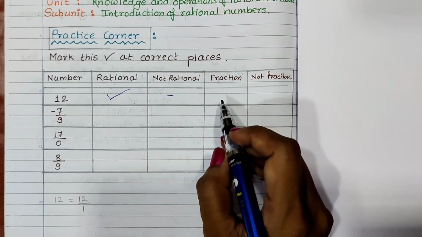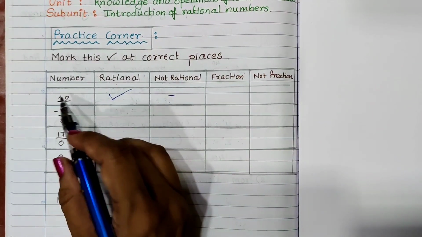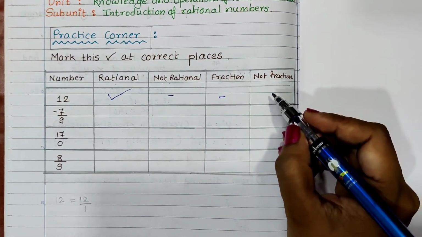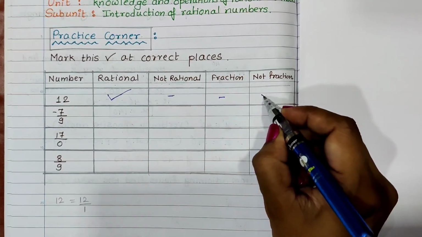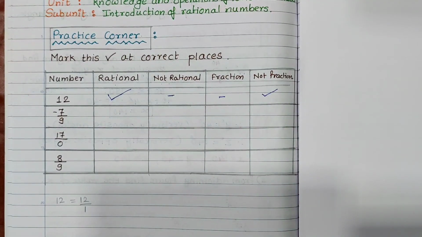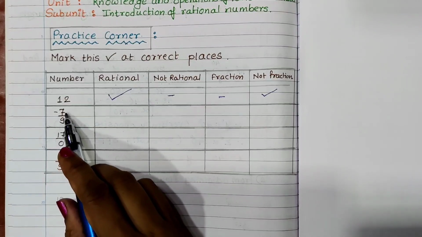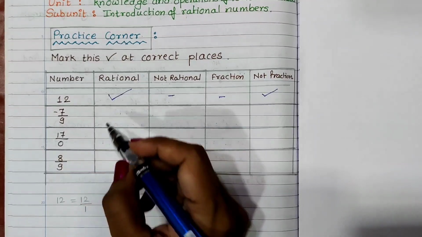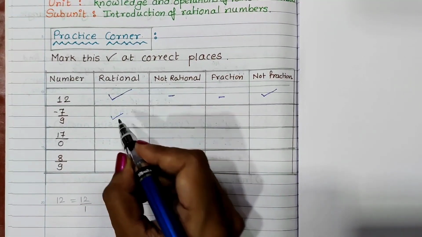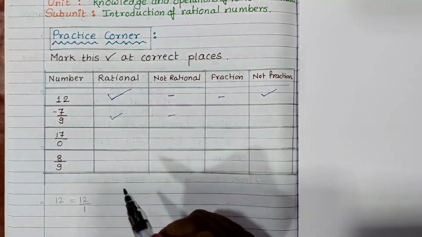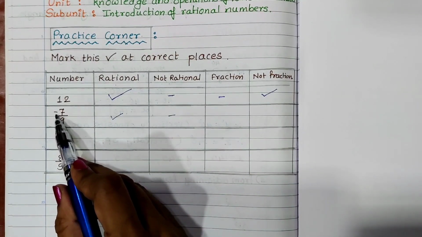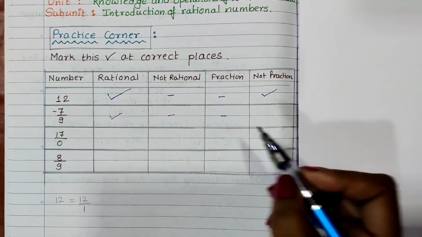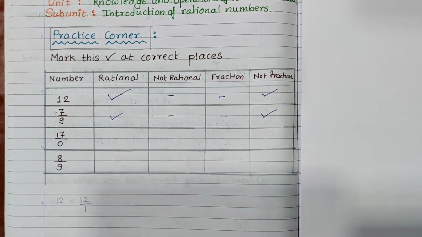Is it a fraction? No, it is not a fraction, it is a simple integer. So it is not a fraction, so I put a dash. It is not a fraction, correct. Okay. Now let us see minus 7 upon 9. Numerator denominator form. Whenever numerator denominator form is there, it is a rational number. As it is a rational number, not rational cannot be correct. Is it a fraction? Because a minus sign is there, it cannot be considered a fraction. So we have to put a dash. It is not a fraction, it's correct.